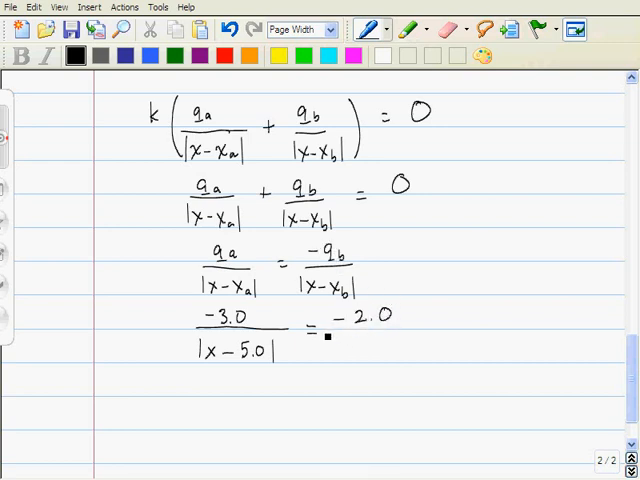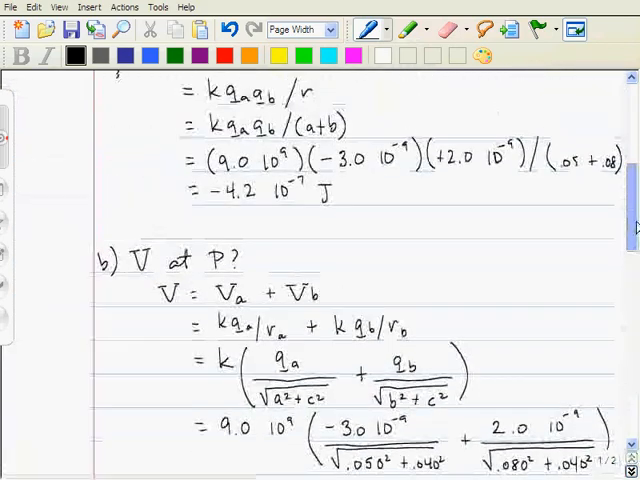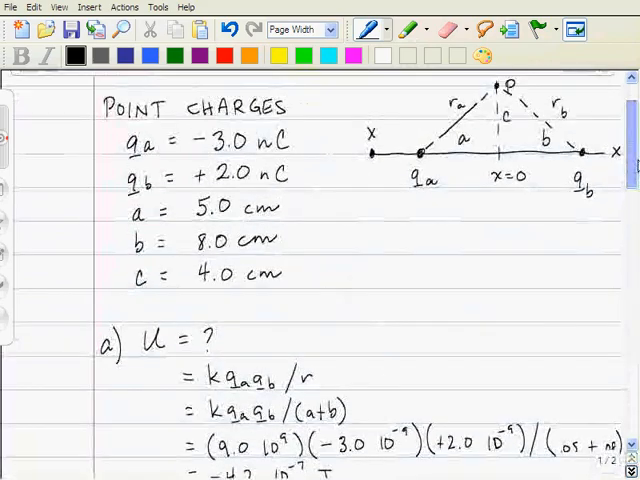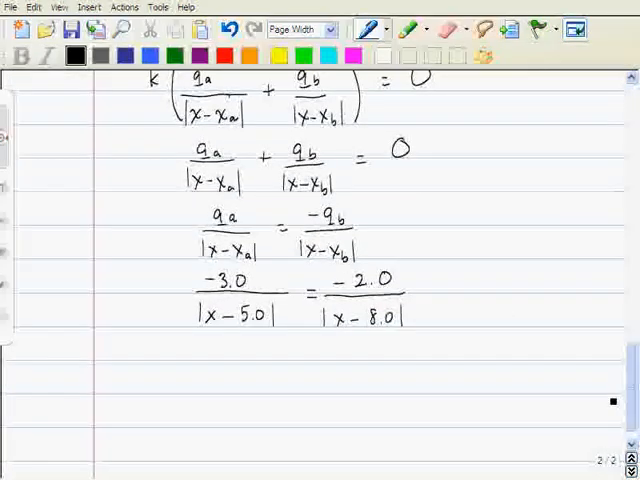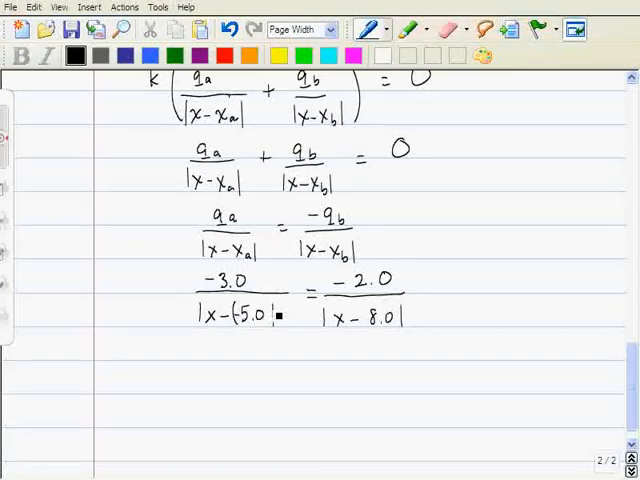And this is the absolute value of x minus 8.0. Oh, now wait a minute. I've got to be careful here. x sub A is negative, so this is negative. I made a mistake here. This is negative 5. See, because x sub A is negative 5 centimeters, if I subtract negative 5, I'm actually adding. So let's clean this up a little bit.